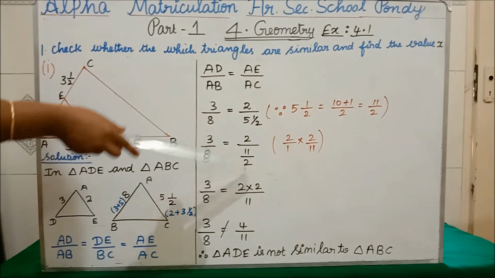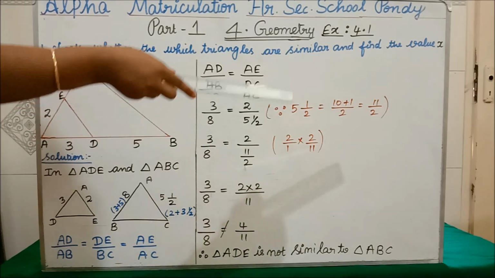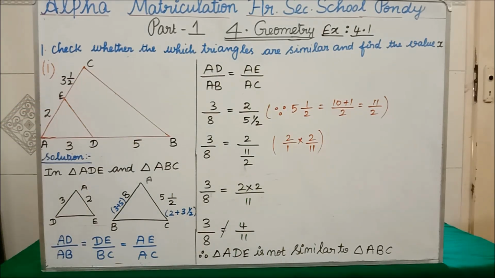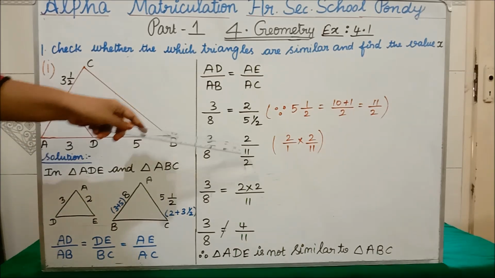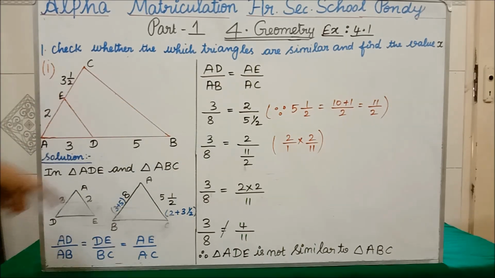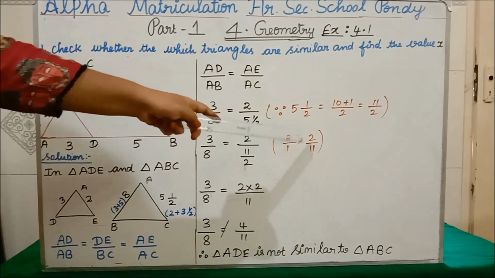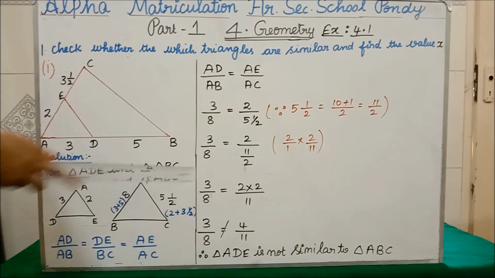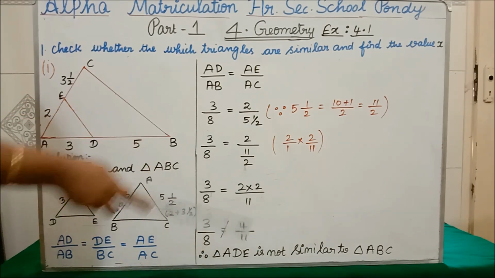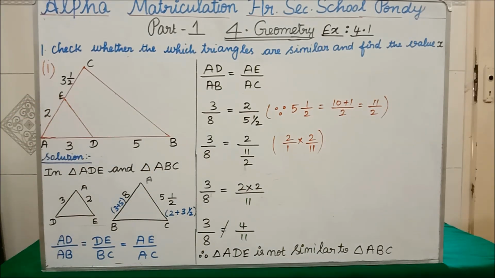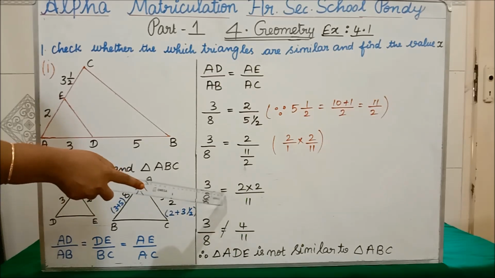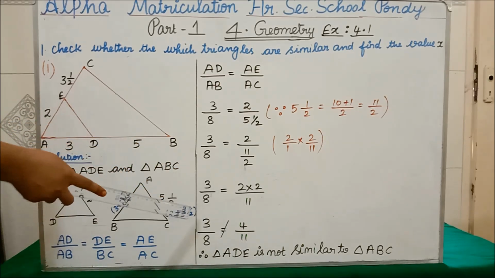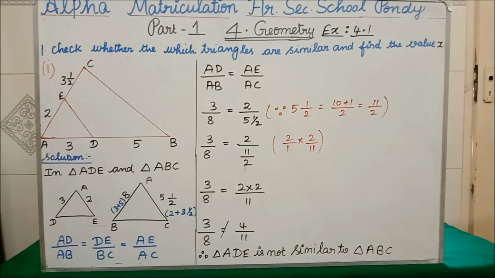So next step, we write this side as such: 3 by 8 is equal to 2 divided by 5 1 by 2, which means 11 by 2. Next step, what will happen? Here 2 only we have. Any denominator? No. So you consider that denominator as 1, and this 11 by 2 will become reciprocal, 2 by 11. Otherwise you can directly take this 2 up, 2 into 2 divided by 11. Okay. So 3 by 8 is equal to 2 2s are 4 by 11. Whether 3 by 8 is equal to 4 by 11? No. 3 by 8 is not equal to 4 by 11.